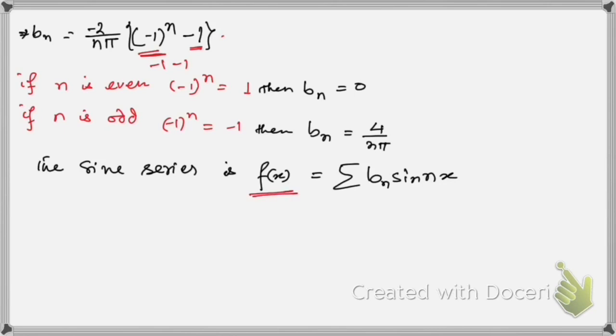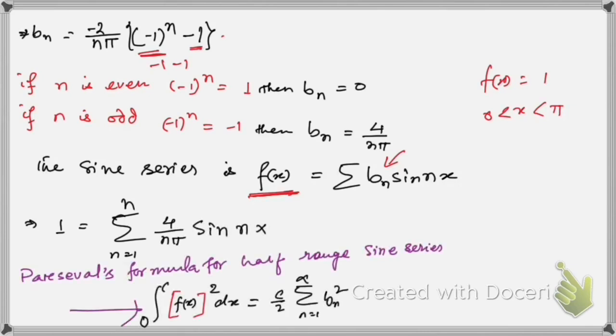So we have that f of x is equal to 1 for x greater than 0 and less than pi. That's why we're going to put here 1, and here we're going to put the value of b_n that we have got. So we will get 1 is equal to, the value of b_n is 4 by n pi, so we will get 4 by summation from n is equal to 1 to infinity, 4 by n pi.